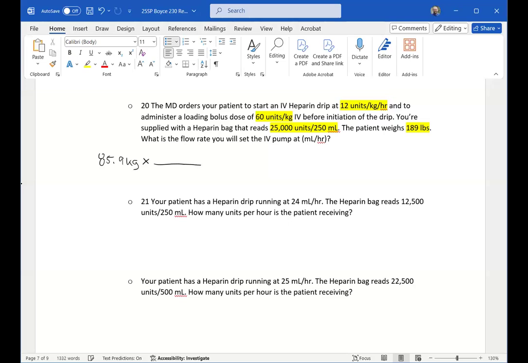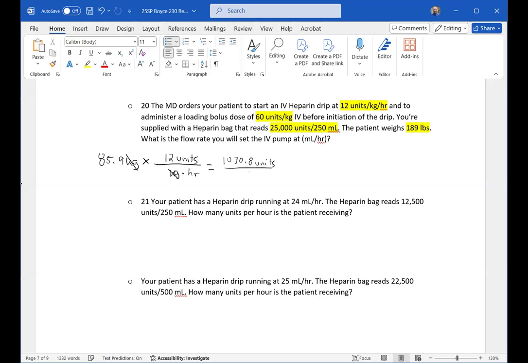So the first thing I'm going to do is get rid of kilograms. I'm doing an infusion rate, and it's telling me that it's 12 units per kilogram per hour. So we're getting rid of kilograms. And when I take 85.9 times 12, I'm going to get 1,030.8. And that's units per hour.